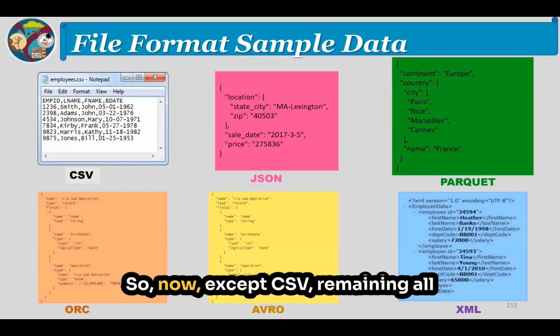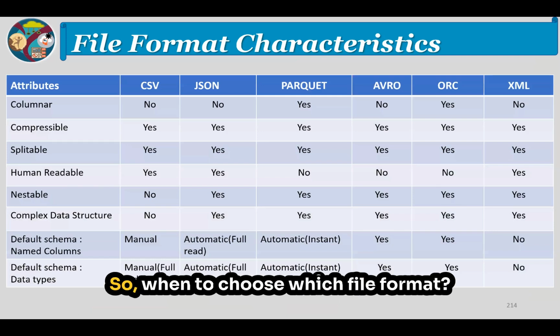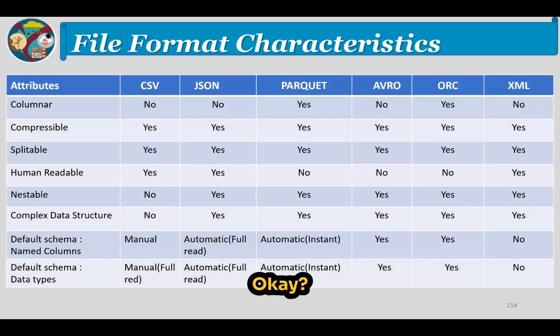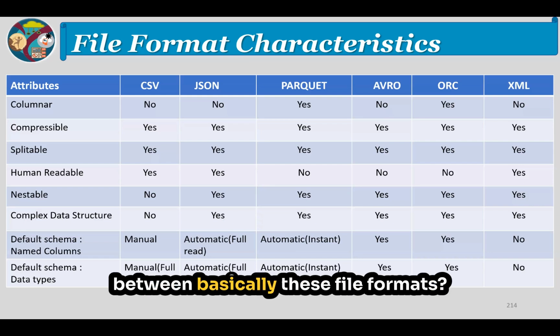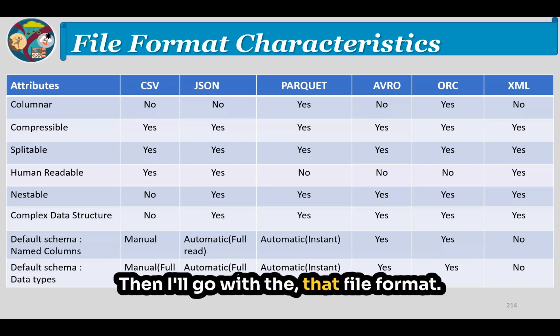Except CSV, the remaining all come under the semi-structured category. So when to choose which file format? Say I have one source system. What are the differences between these file formats? There are certain features, so based on the requirement, we can choose which file format is suitable, and then I'll go with that file format.